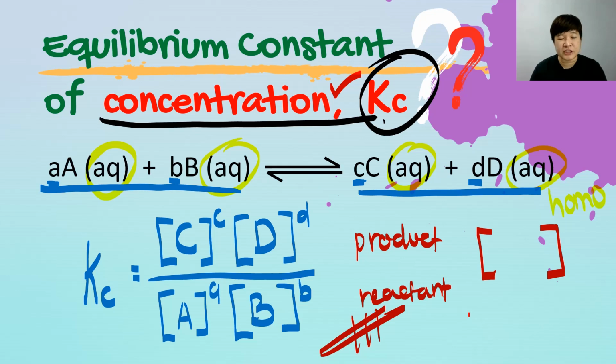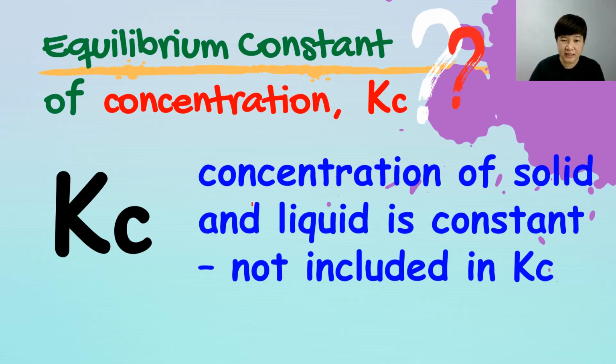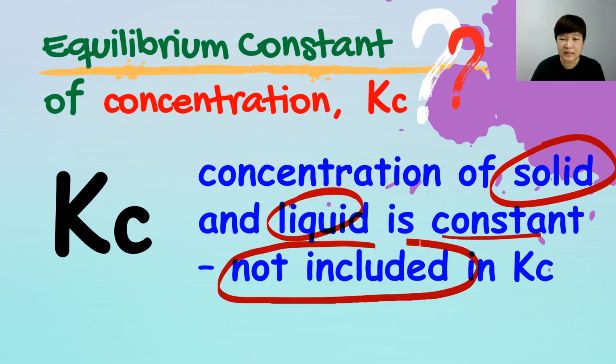But we have some rules and regulations in writing Kc. So let's look into them. The only rule Kc has is that the concentration of solid and liquid is constant. Therefore, they are not included in the Kc. So, if you have solid or liquid in your chemical equation, that will not be written into your Kc formula because the concentration of them is constant. They won't be changing the Kc. That's why it's very important to have physical phases in your balanced equation. Let's look into some examples.